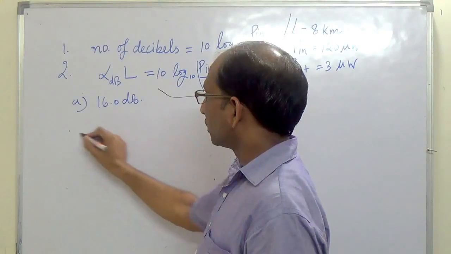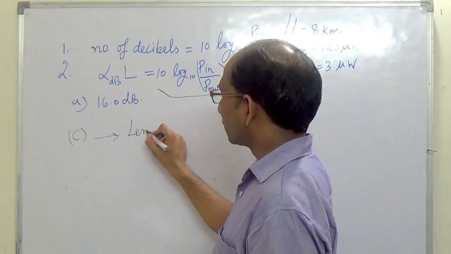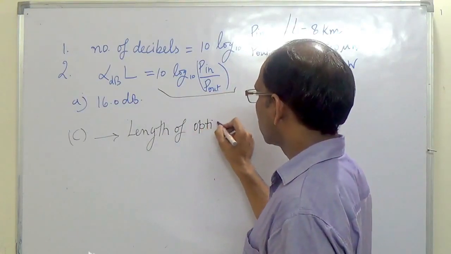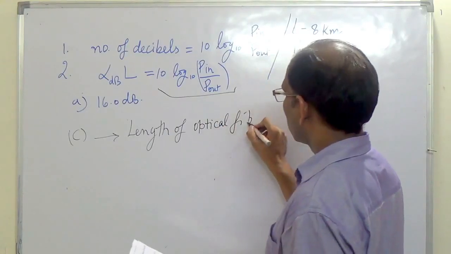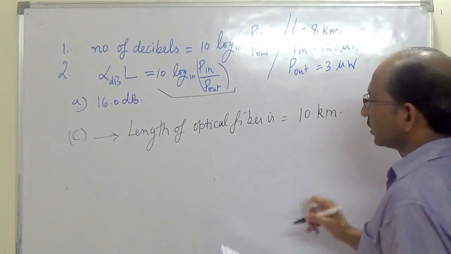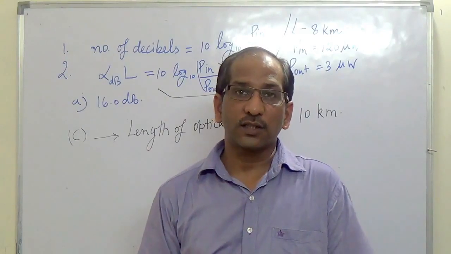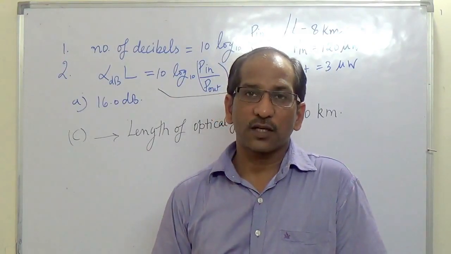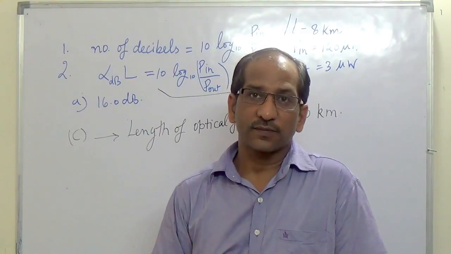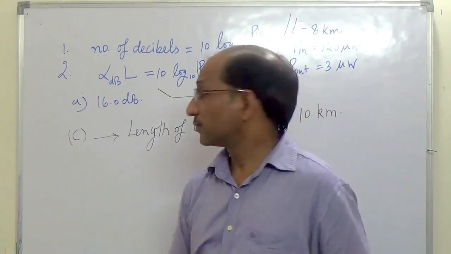So now in case of third, length of the optical fiber is 10 km. This is overall length, but the point is that this 10 km length of the optical fiber is made by the 9 connectors. There are 9 connectors, one each with 1 km interval.